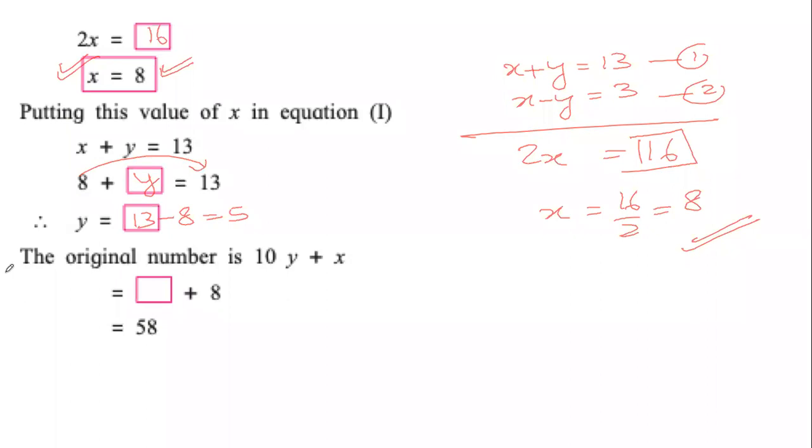So we have the digit at the units place, which is 8, and we have the digit at the tens place, which is 5. So clearly the number will be 58. Another way to write the same thing is, we know that the original number is 10y plus x. 10y means 10 into 5 plus 8 equals 50 plus 8 equals 58.